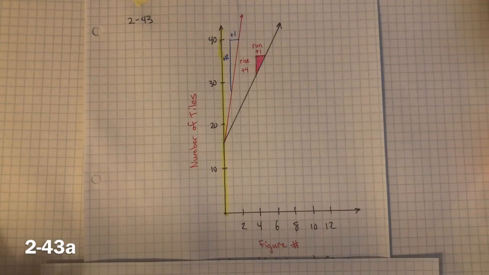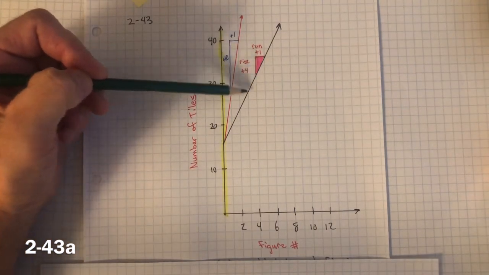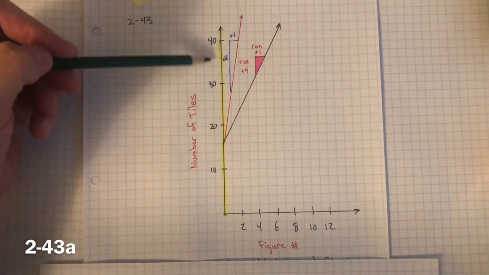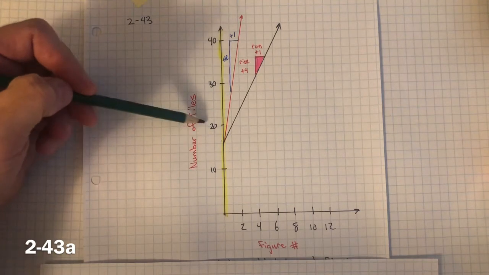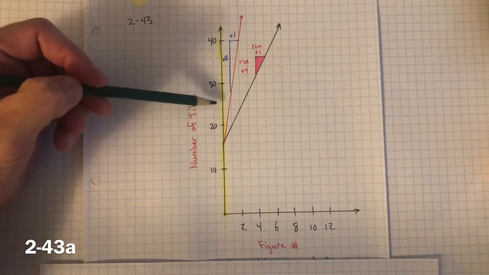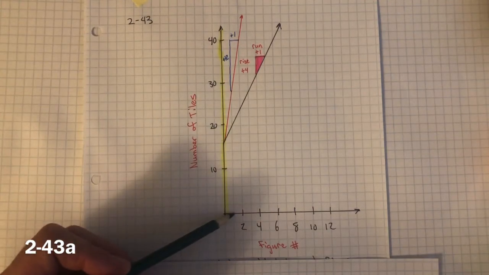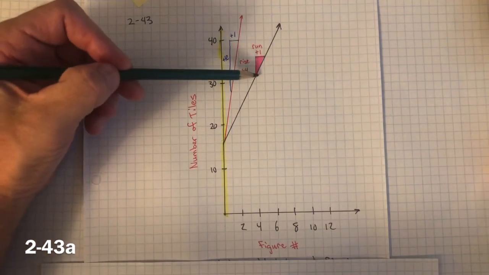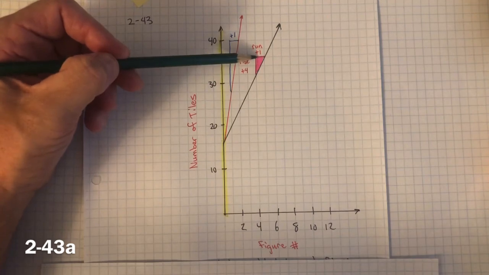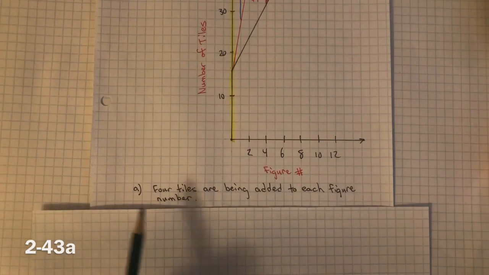For 243, based on the information in the graph, how many tiles are being added each time? That is, what is the slope of the line? So if I look at the graph here, it's important to pay attention to the scaling, because the number of tiles is scaled at 20, 22, 24, 26, 28, 30. So that's going by 2s. But the figure number is going by 1s. 1, 2, 3, 4. So I have rise over run for the slope. There's a rise of 4 tiles for every one figure number. So 4 tiles are being added to each figure number.